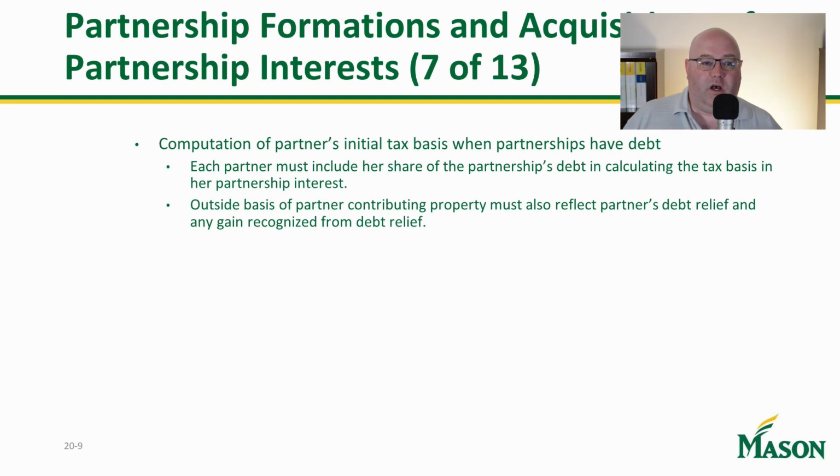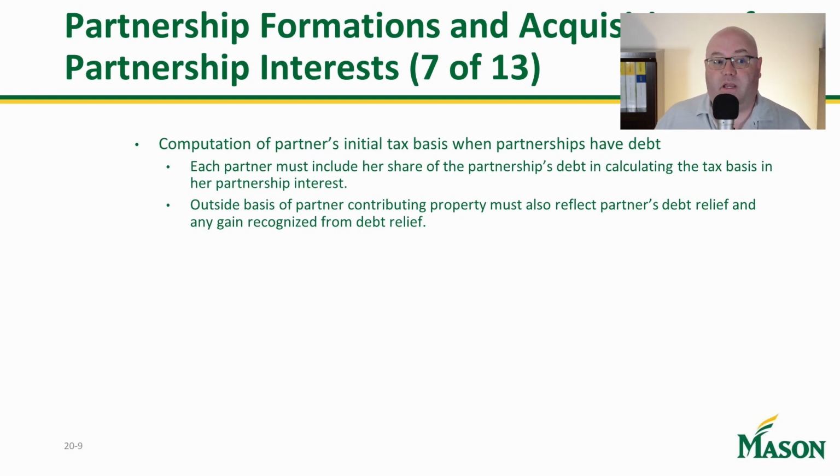So outside basis of a partner contributing property must also reflect the debt relief and any gain recognized from debt relief. So if I contribute land of $700,000 in value with basis of $200,000 and it has debt of $100,000 attached to the land, and I tell the partnership, you're going to relieve me from that debt if you want this land. And the partnership agrees, they get together, all the other members say, yeah, okay, we'll accept it. So they accept it. I have $100,000 of relief.